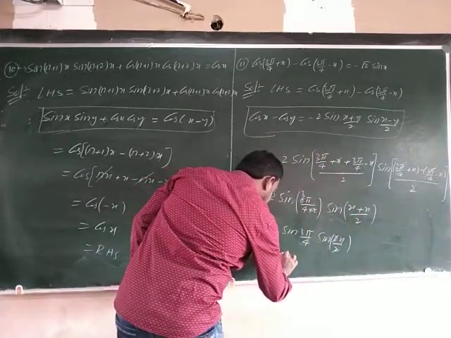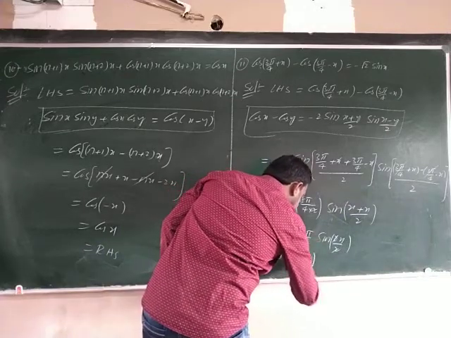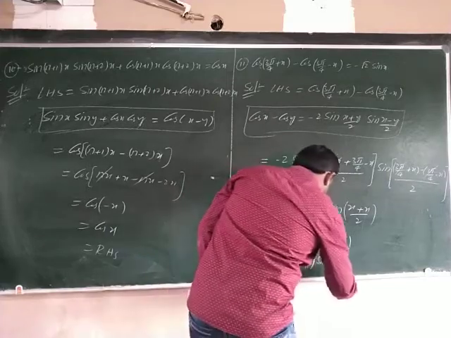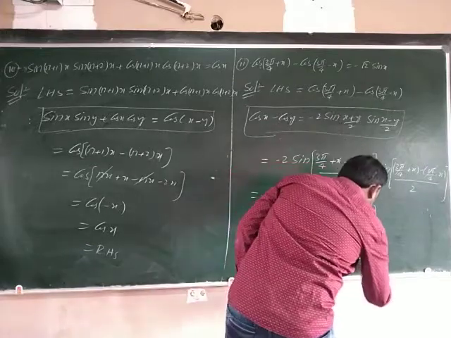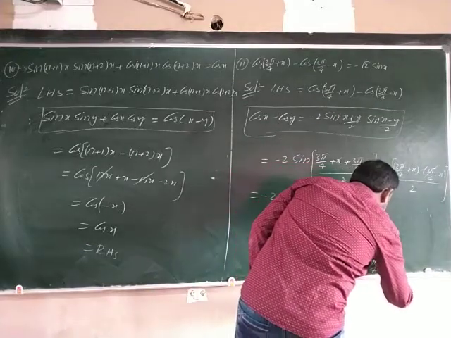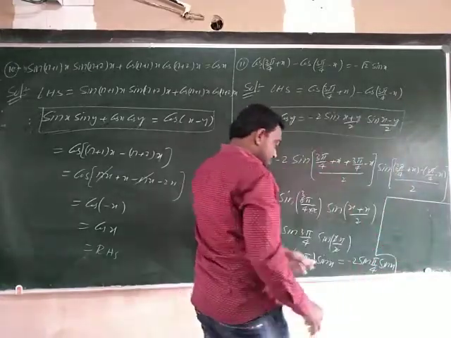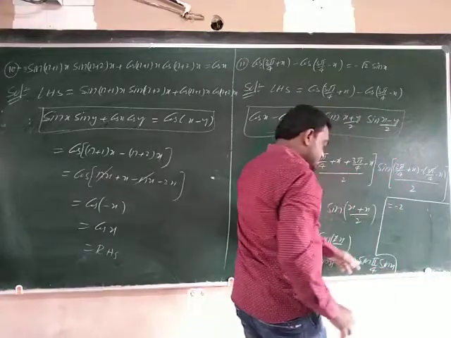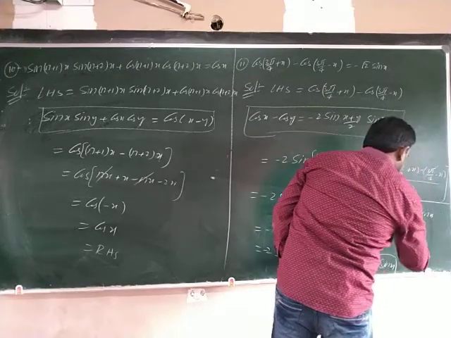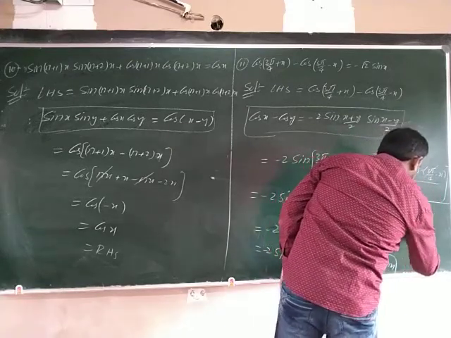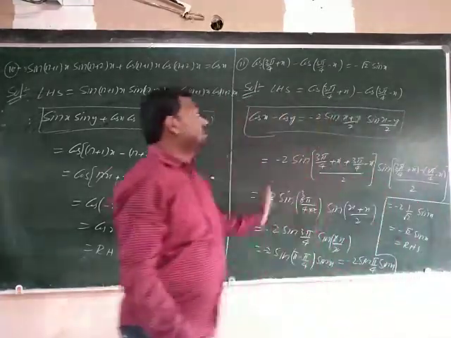Minus 2 sin 3 pi by 4. 3 pi by 4 is equal to pi minus pi by 4, into sin x. So this is equal to minus 2. Sin of pi minus theta is sin theta only. So sin pi by 4 into sin x. Remaining I am writing here, you see, this is equal to minus 2 sin pi by 4, value 1 by root 2, into sin x. So minus 2 by root 2 is equal to minus root 2 sin x. This is our RHS. See, this is the solution.